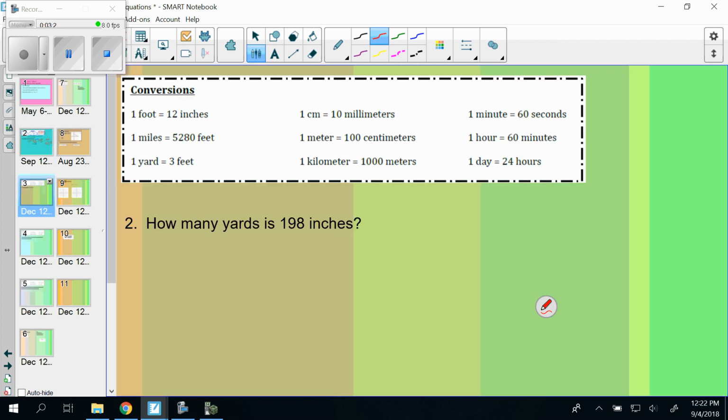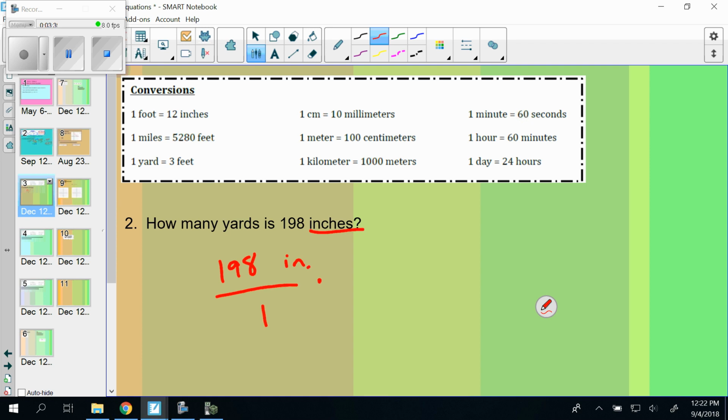All right, let's try another one here. How many yards in 198 inches? Why don't you pause the video and see if you can do this conversion? All right, let's see how you did. Start with the one you know. You've got that many inches. It's a single unit, so we put it over 1.